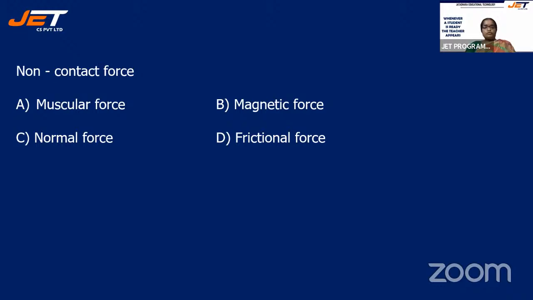Next one, non-contact force. Which is non-contact force? Frictional force needs two particles to have a contact, right? Normal force needs it, muscular force needs it. So the remaining one is option B, that is magnetic force.